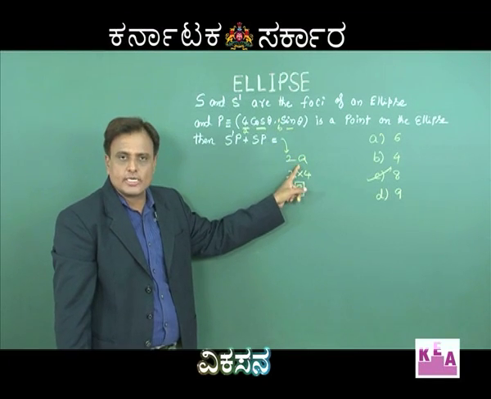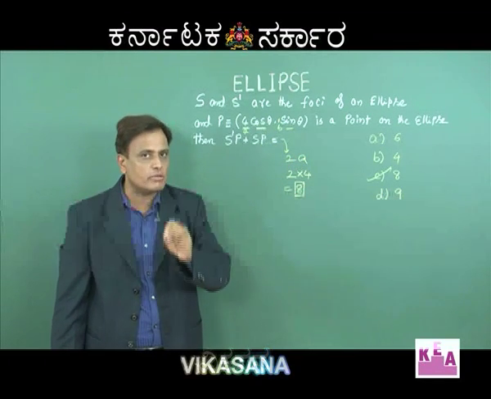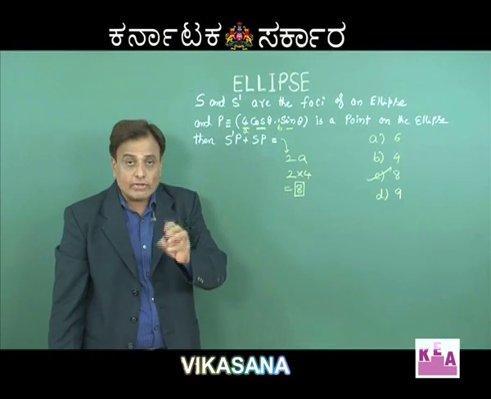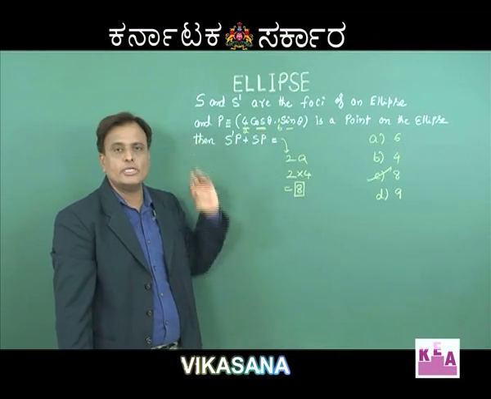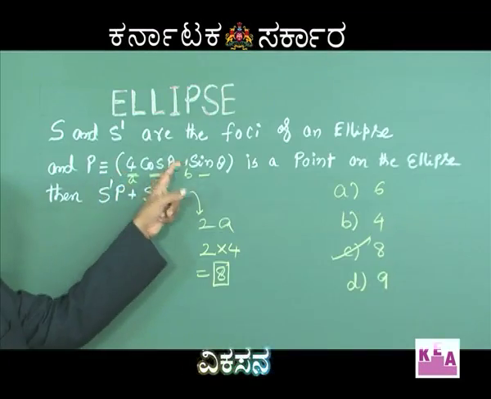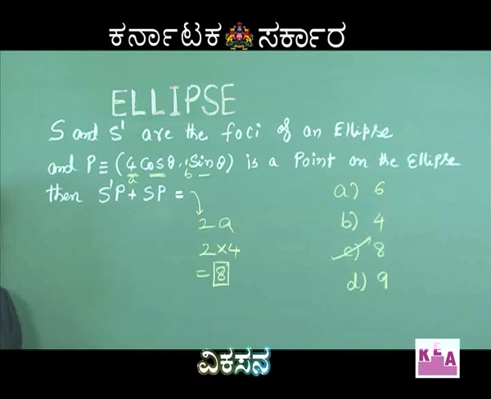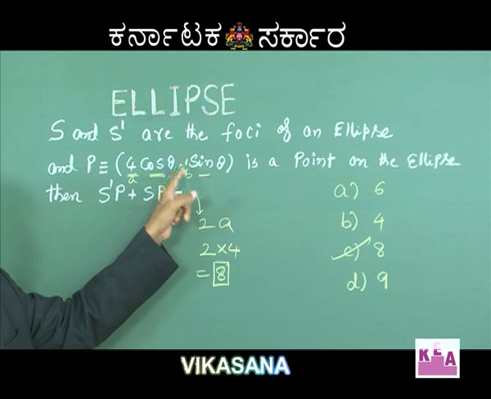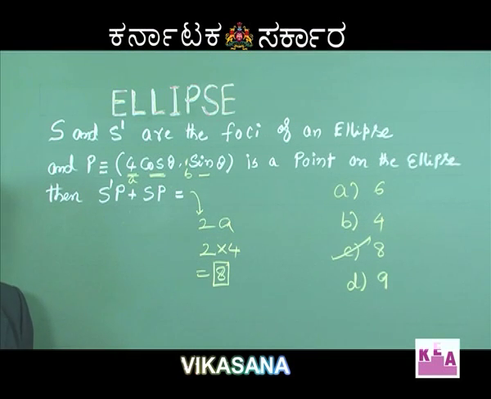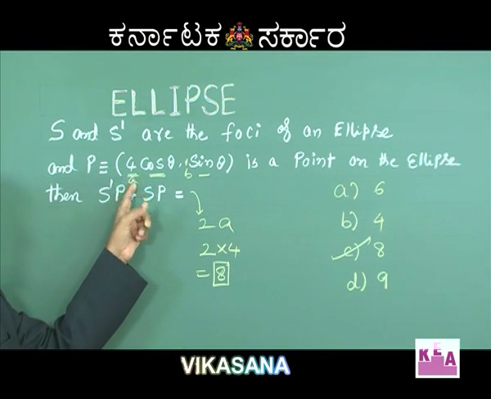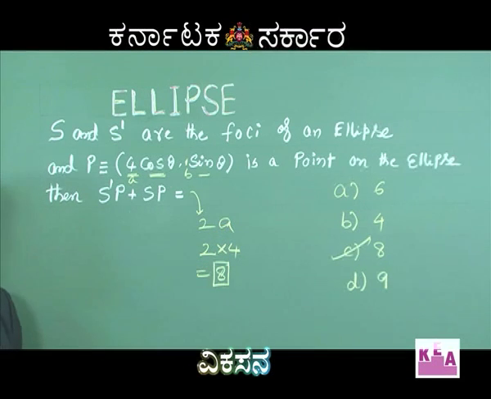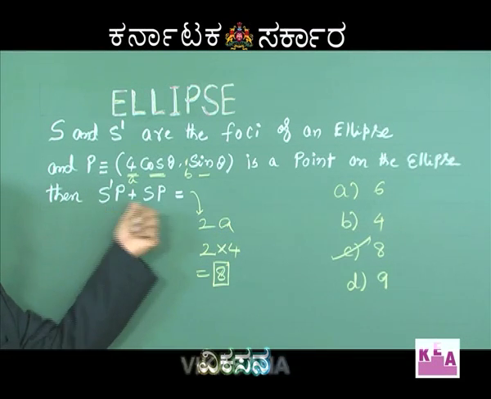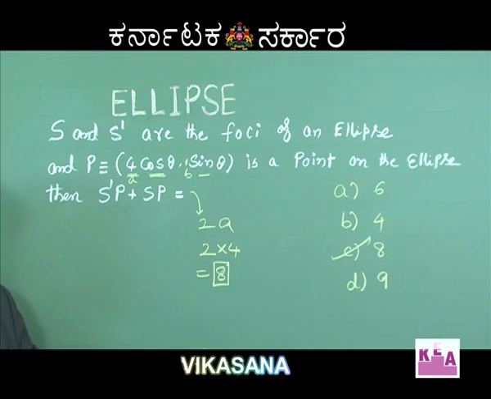To complete this example, we are strictly depending on the value of a. How will you get the value of a? Just observe the coordinates of the given point. The x coordinate is x is equal to a cos theta. The y coordinate is y is equal to b sin theta, where b is equal to 1. There is no need of the b value for us in this example. So a is equal to 4, and 2 into 4 is equal to 8. Therefore, the sum of the focal distances in this question is 8. Option C is the right option.